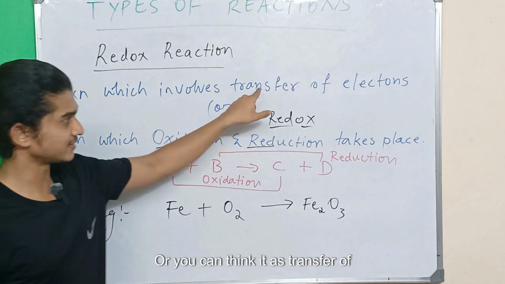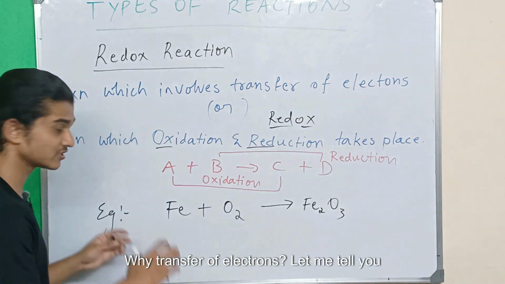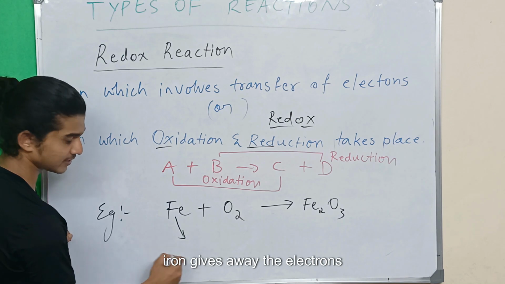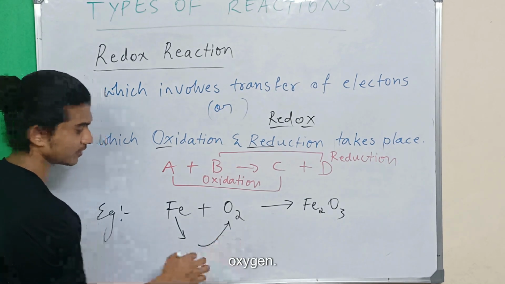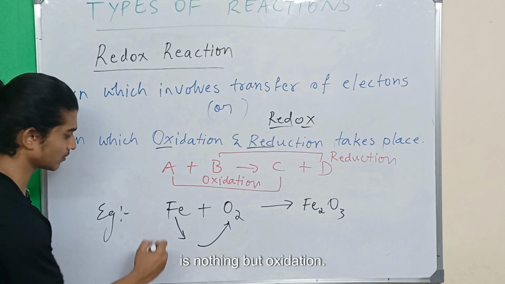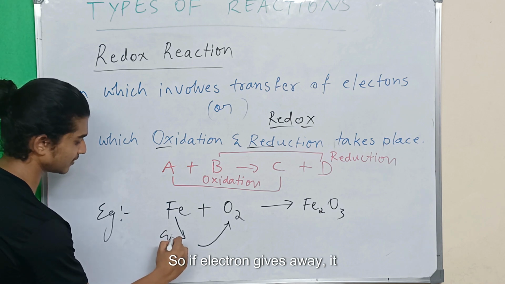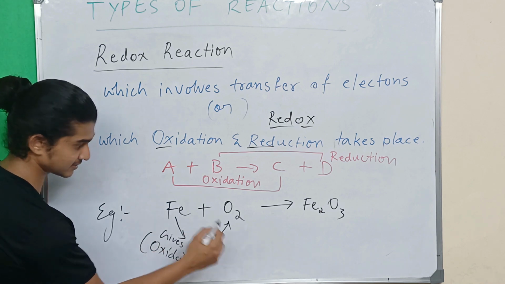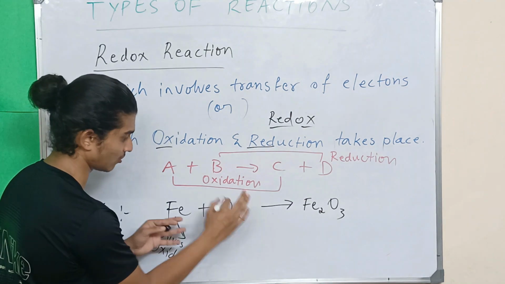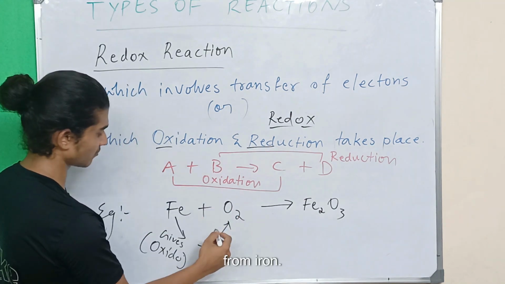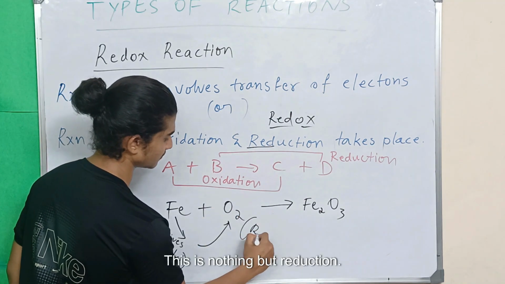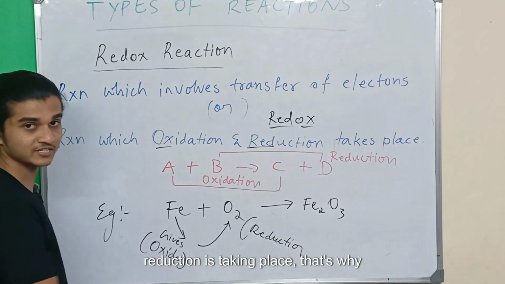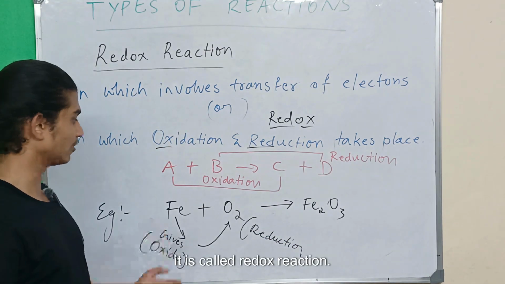Or you can think of it as transfer of electrons. Why transfer of electrons? Let me tell you through this particular example. Iron gives away electrons to the oxygen. Now, as you know, giving away of electrons is nothing but oxidation. And if something takes electrons, in this case oxygen is taking electrons from iron, this is nothing but reduction. So since both oxidation as well as reduction are taking place, that's why it is called redox reaction.